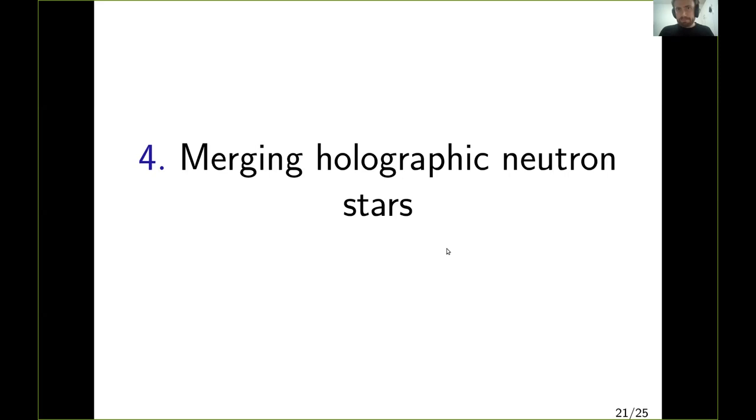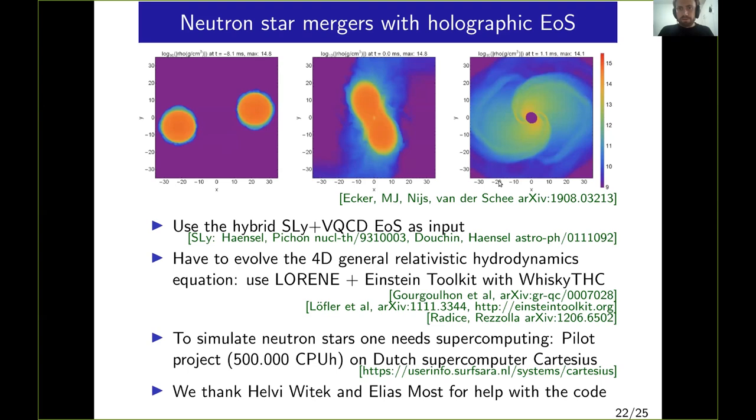So here on this slide you see stills from the same simulation which I just showed you. In order to do this, we used one of the hybrid equations of state, which we constructed by using the SLy equation of state and VQCD as input. SLy is one of the traditional nuclear matter models. We have to evolve the four-dimensional general relativistic hydrodynamics equations. So we use some publicly available software packages: the Lorene code for initial conditions, the Einstein Toolkit for the general relativity part, and the WhiskyTHC code for the hydrodynamics.